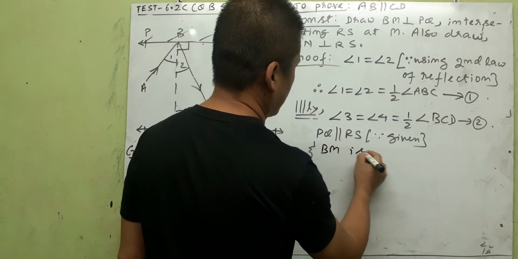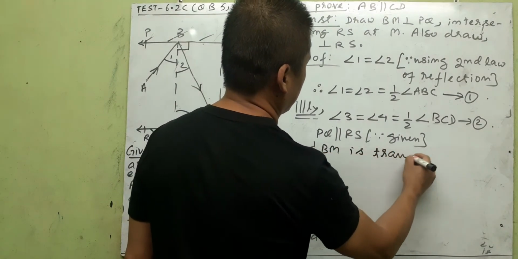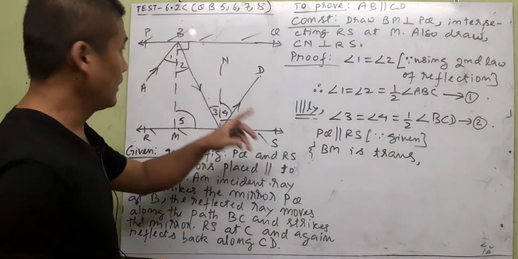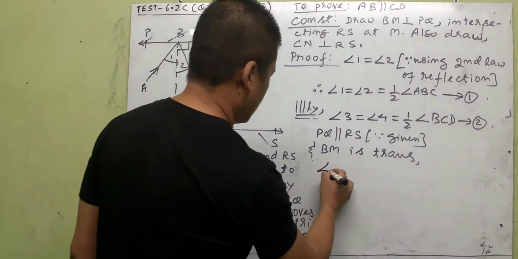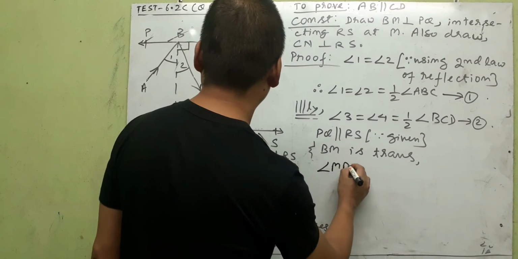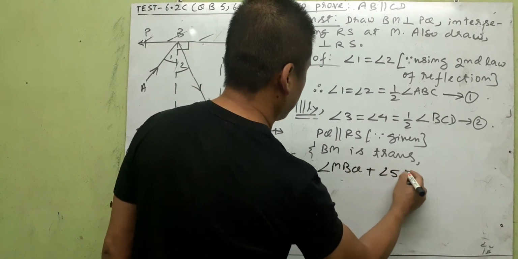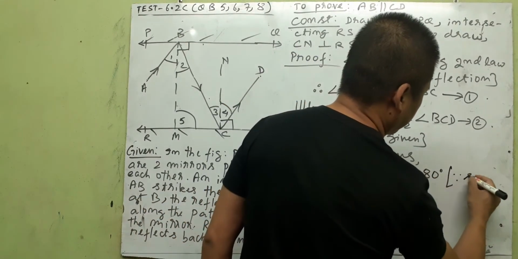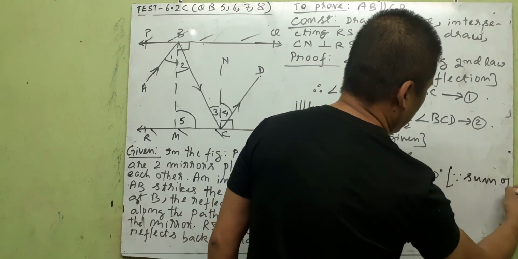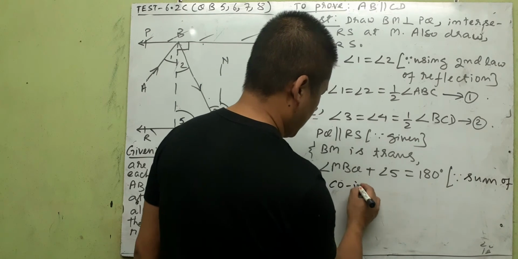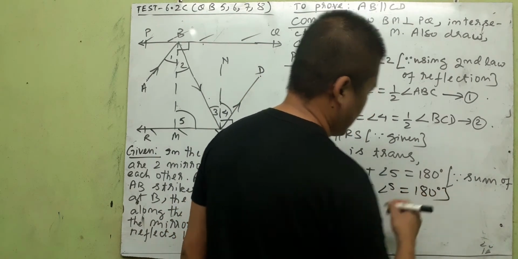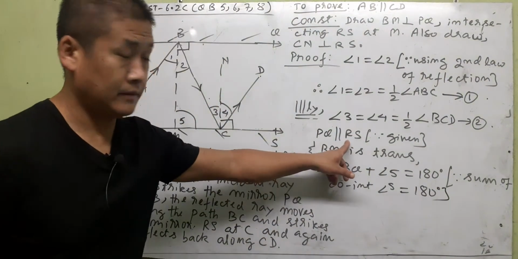BM is transversal, let us say. This time we're taking BM as the transversal, means the line cutting both the parallel lines. Then this here, angle MBQ plus angle 5 will be equal to 180 degrees, because we know the sum of co-interior angles is always equal to 180 degrees when the lines are parallel, right?